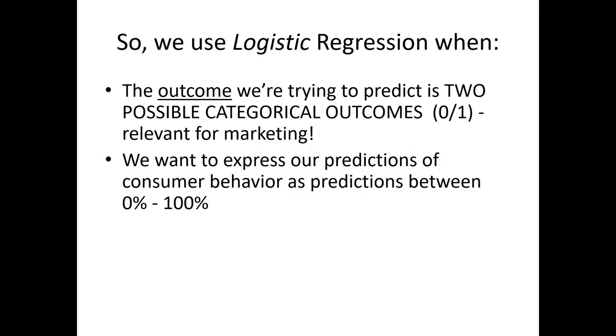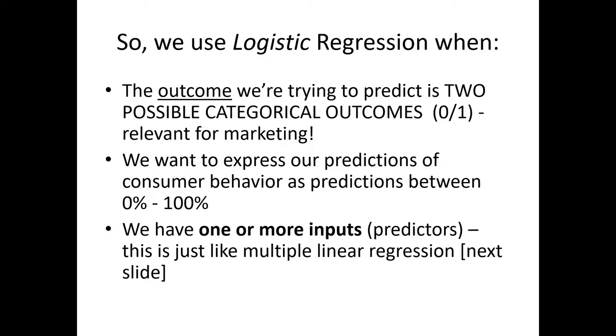So, we've already learned when we'd like to use logistic regression. Specifically, we use logistic regression when the outcome we're trying to predict is two possible categorical outcomes, or a zero and one. This is very relevant for marketing because many of the things that we care about predicting are simply either-or type of choices amongst consumers or businesses. In addition, we want to express those predictions of consumer behavior or business behavior as a prediction between 0 and 100%.